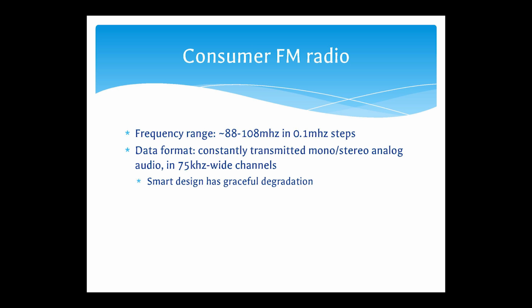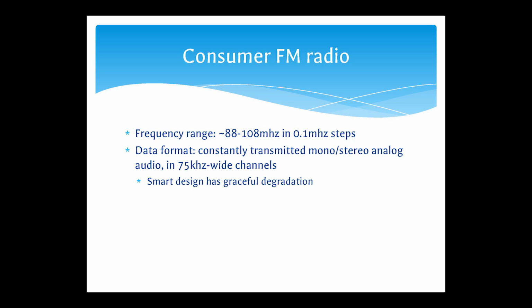So if we go with the standard consumer FM radio, these are receive-only radios that can tune between 88 and 106 megahertz, approximately, depending on region, in 0.1 megahertz steps. Their data format is that the radio station is constantly transmitting mono/stereo analog audio in a channel that's around 75 kilohertz wide.